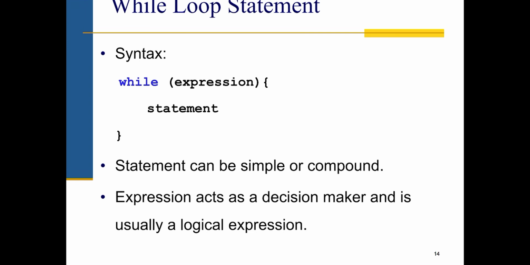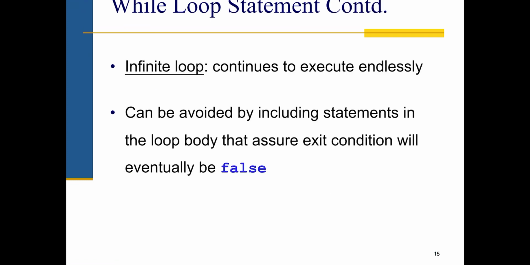A while loop, then expression, then you open a curly brace, then you write your statement, which you saw in the for loop, which has cout I, then the others. So that's the statement. You write your statement inside the curly brace. For a while loop, the statement can be simple or compound. An expression acts as a decision maker and is usually a logical expression.